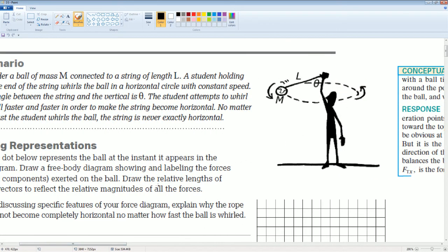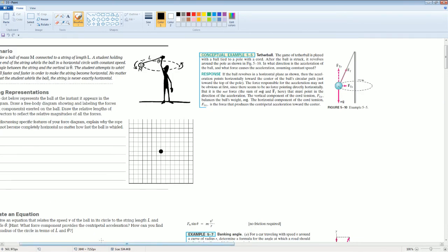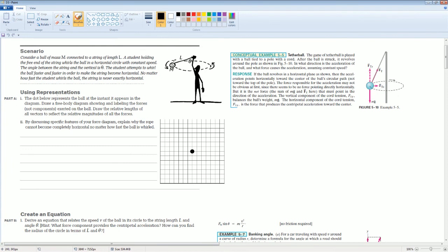All right, so what we are going to do here is use this diagram to draw the forces, but not the components. Remember, the tension force in the y and the tension force in the x are components. So here there are only two parts. Here we have the force of gravity going down.